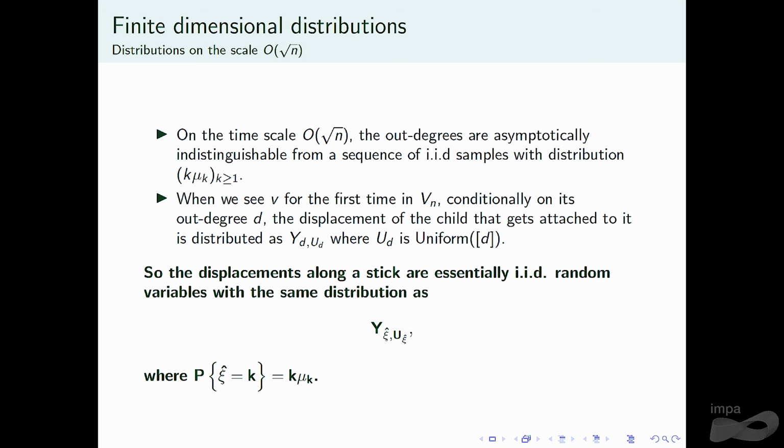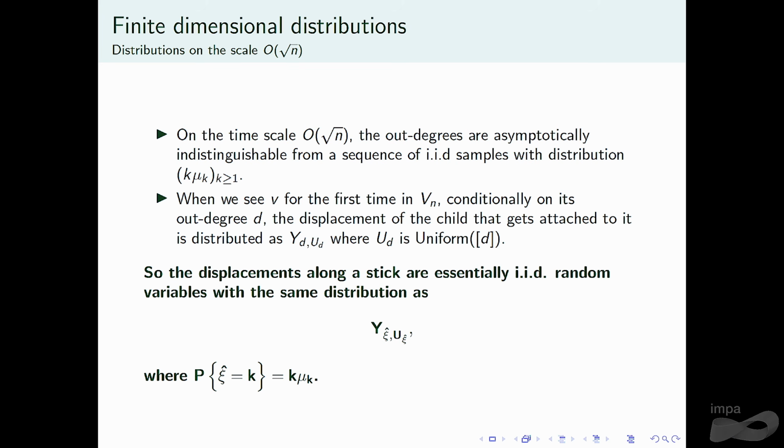So what that tells us is that essentially along a branch, we're seeing IID displacements. These IID displacements are going to be distributed as y psi hat, where psi hat is just a sample from the size-biased distribution. That's quite nice because now we don't really have to think so much about all these different degrees. We're just dealing with IID displacements pretty much.